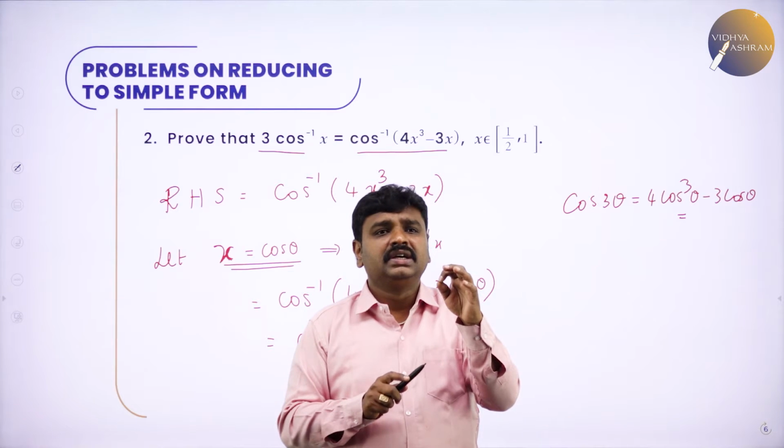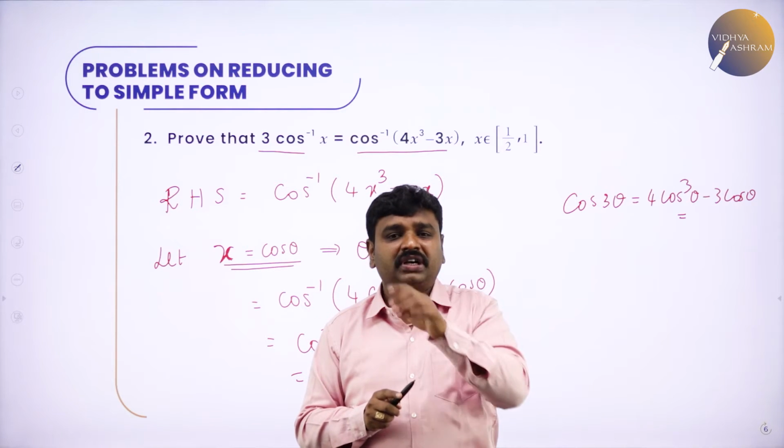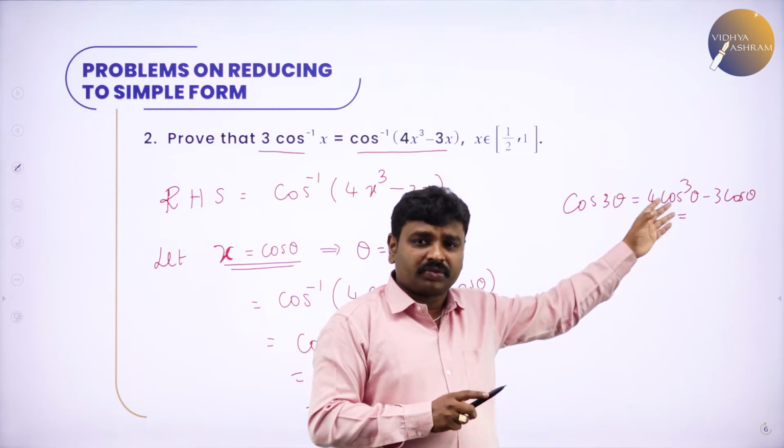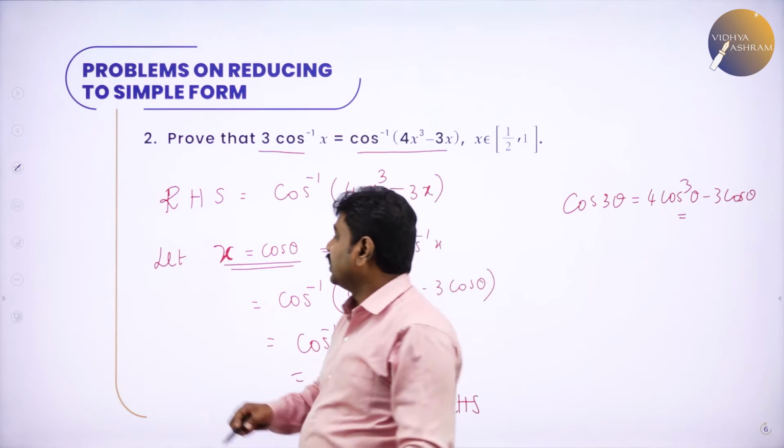What is sin 3 theta? 3 sin theta minus 4 sin cube theta. What is cos 3 theta? 4 cos cube theta minus 3 cos theta. Next.